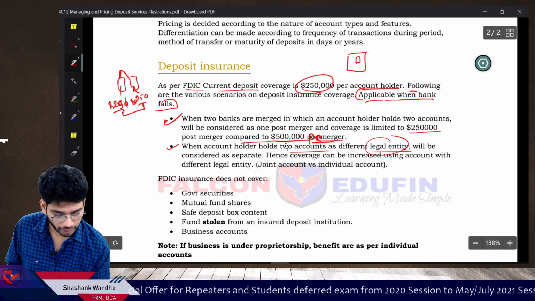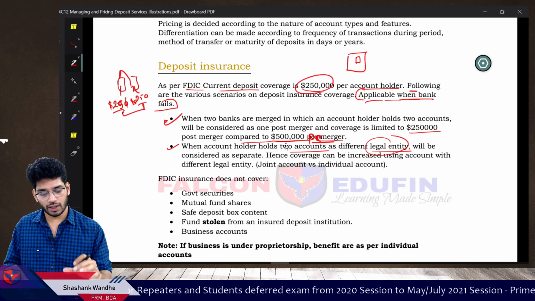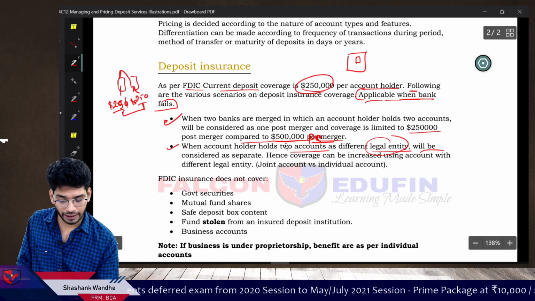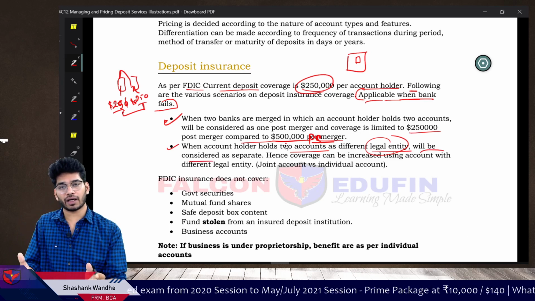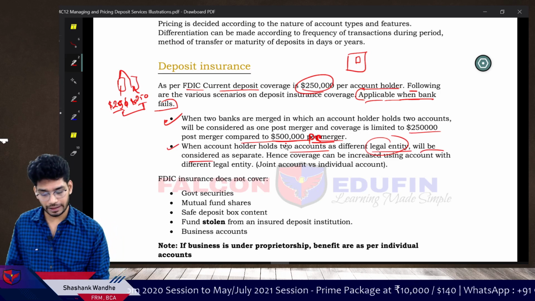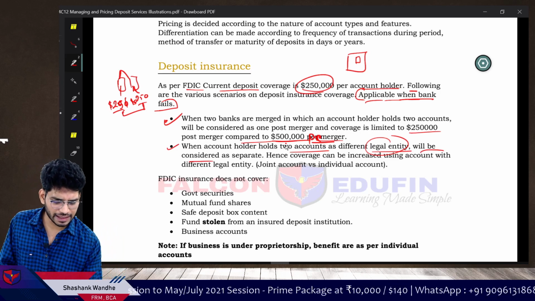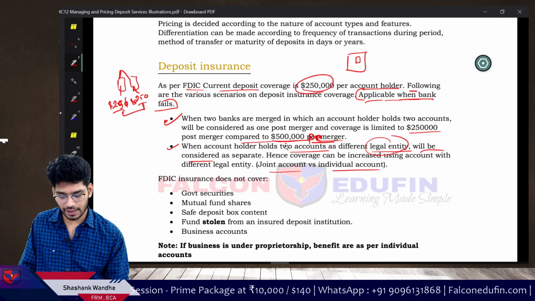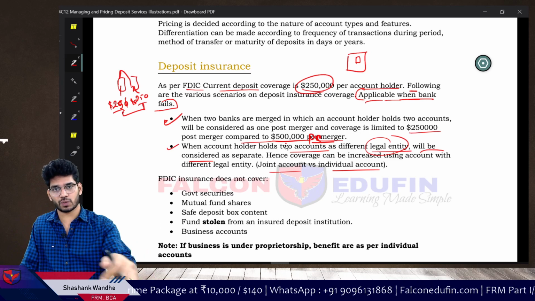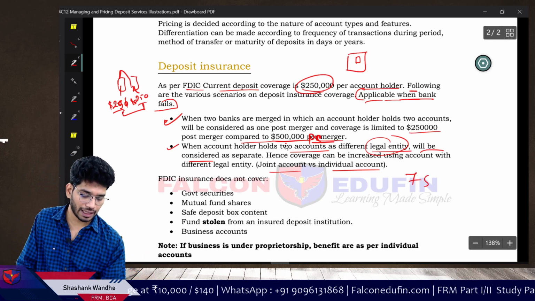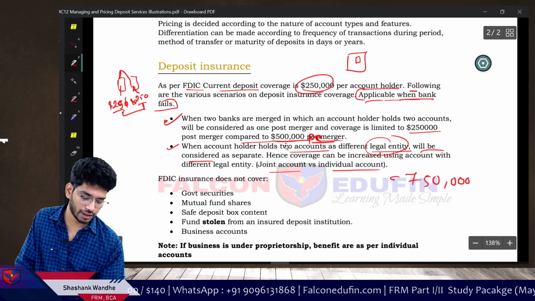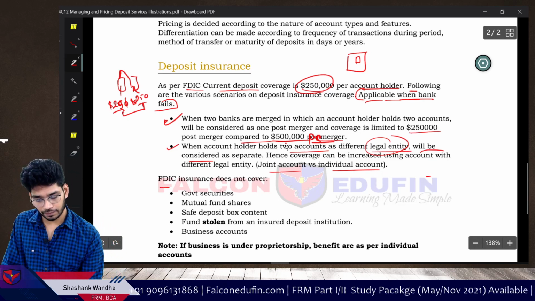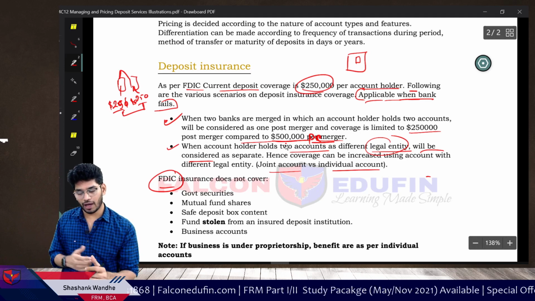So if that account holder is holding three or four different accounts as different legal entities, then every individual account will be considered a separate account because it is a different legal entity. An example is a joint account versus an individual account. As we discussed, you and your wife are holding two different accounts plus one joint account, so you will get three accounts, and your insurance coverage in that bank is $750,000, right?